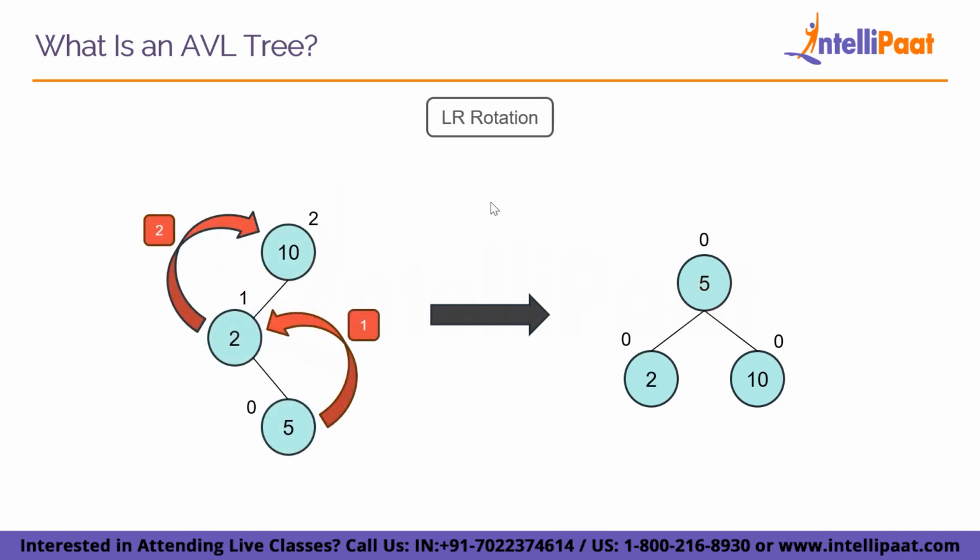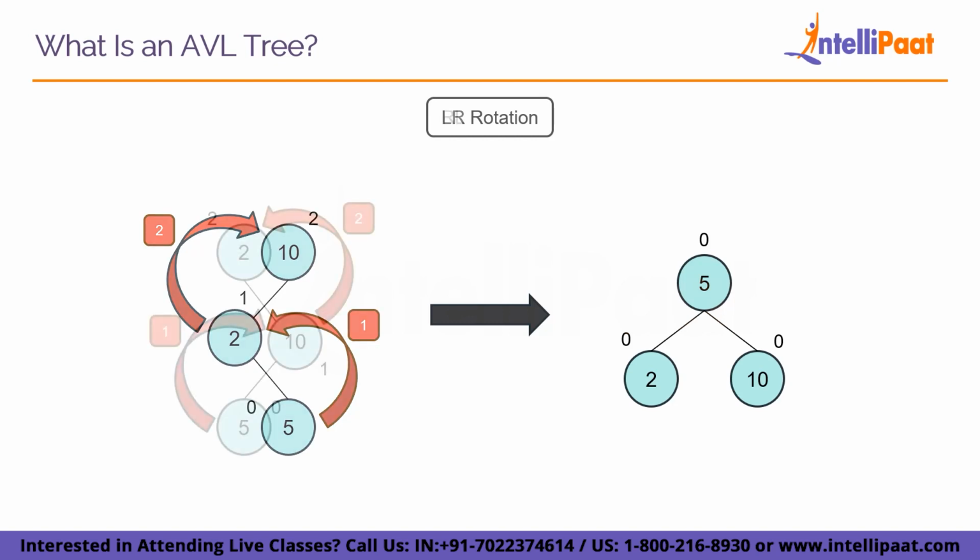Third is LR rotation. In this one, the parent is on the left and the child is on the right side of its parent. So in order to make this tree balanced, we will first do a left rotation in which the 5 and 2 will be swapping their places, and then we'll perform a right rotation in which this 5 will become the parent, this 10 will come down to be the child of 5 and this 2 will remain its child. In this way, this imbalanced 2, 1, 0 will be balanced as zeros.